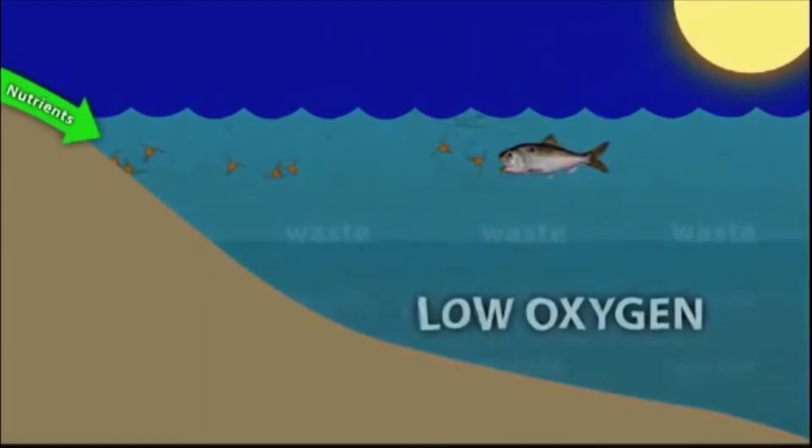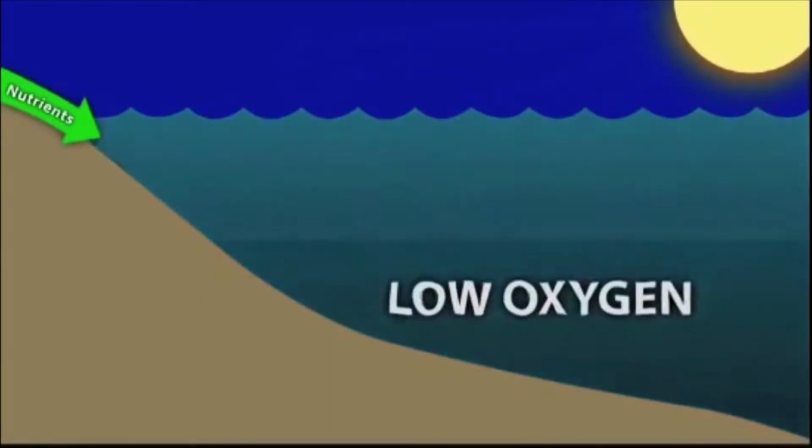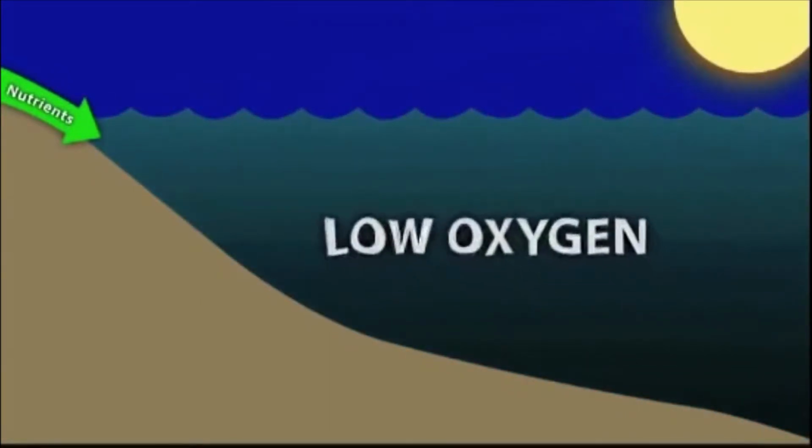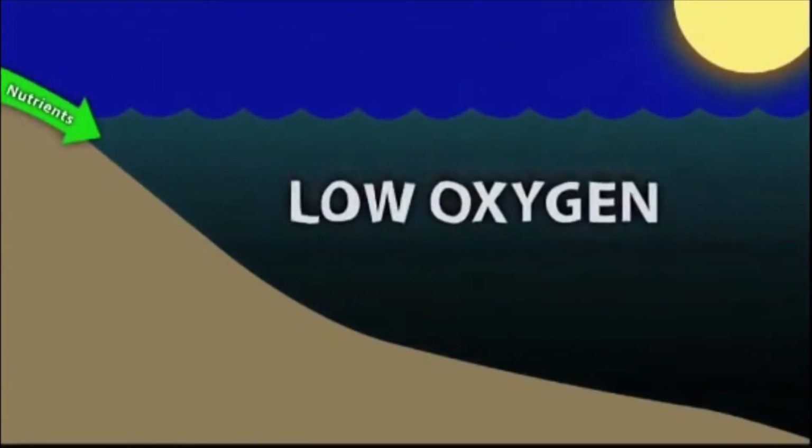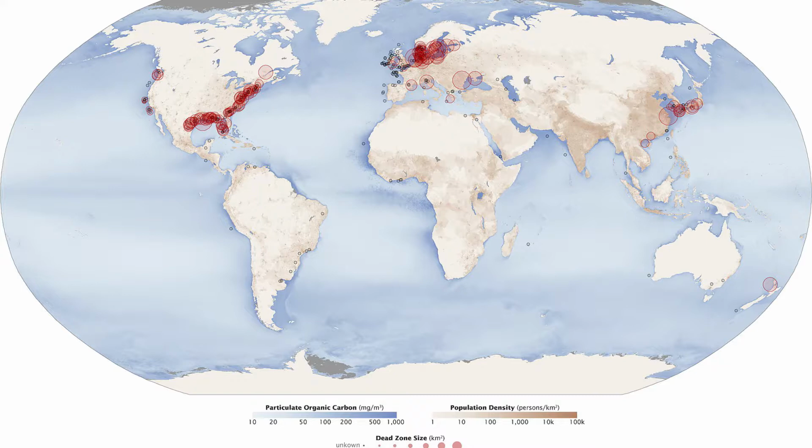With stratified water columns, the low oxygen water at the bottom isn't able to circulate to the top, leading to the low oxygen area expanding. This creates hypoxic conditions in the water. With similar conditions found in dead zones across the world, scientists are able to predict where dead zones may appear next.